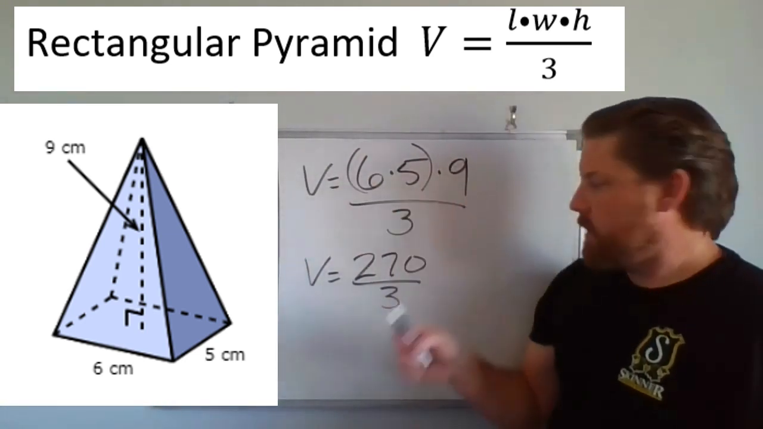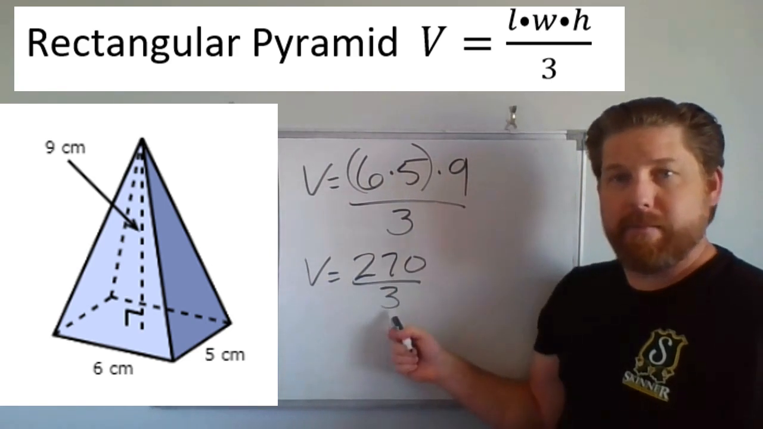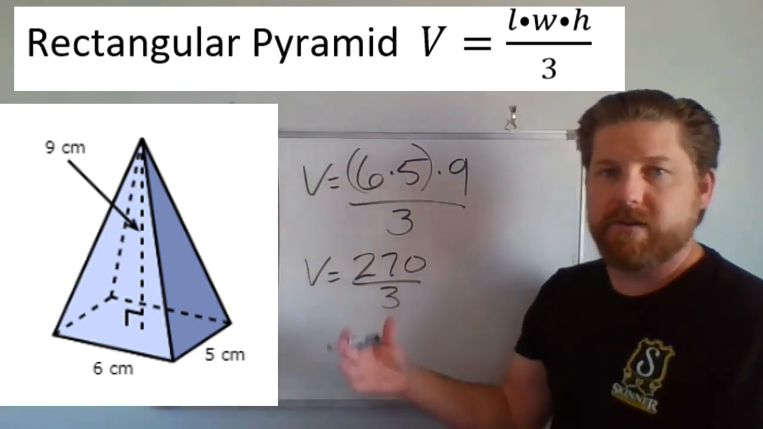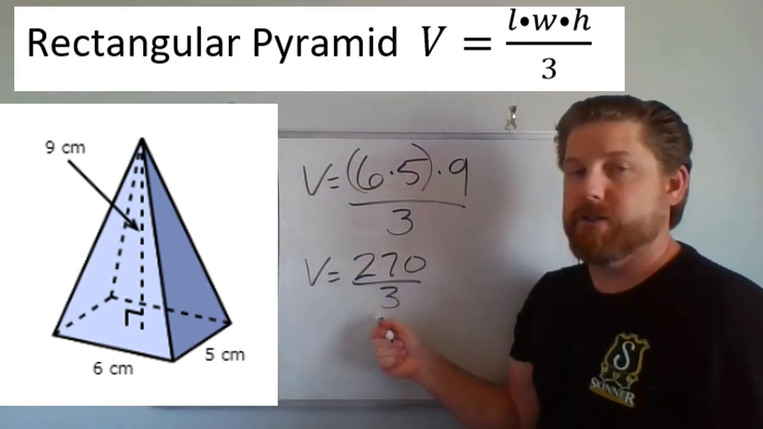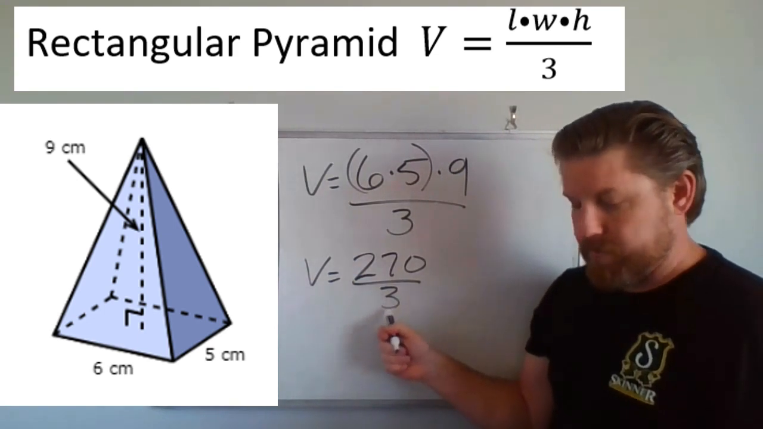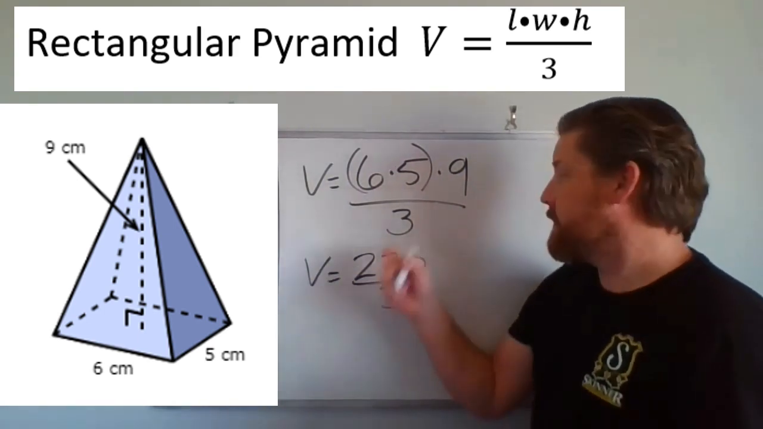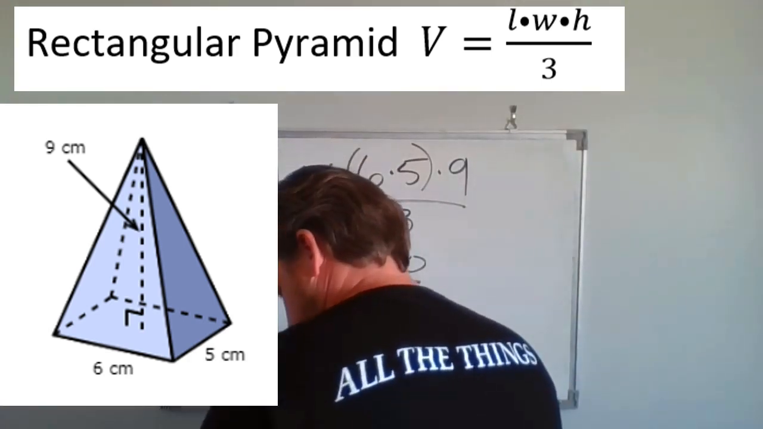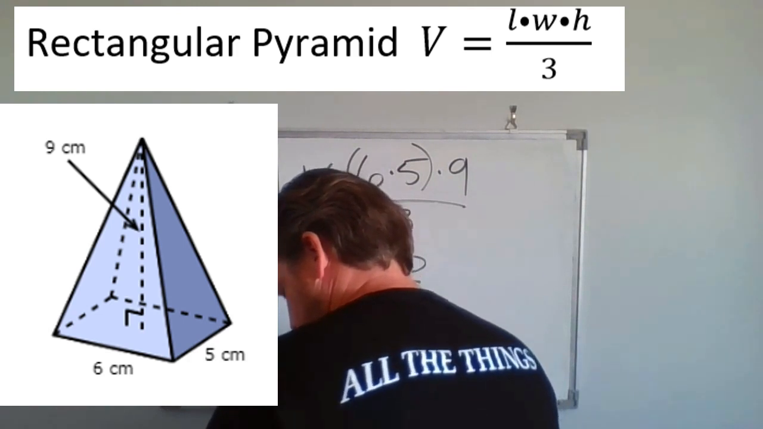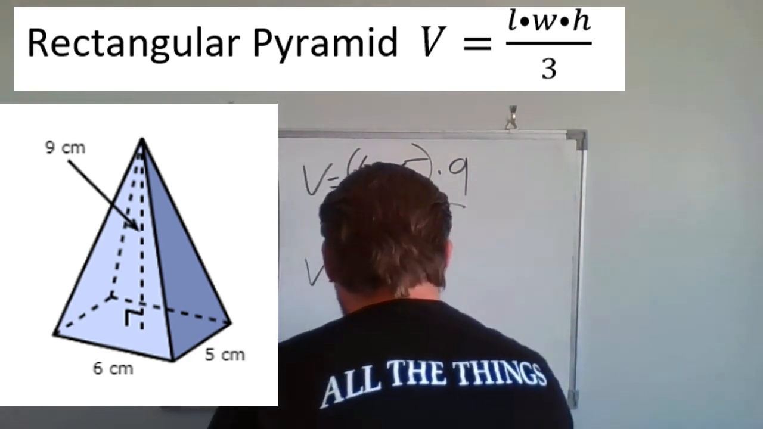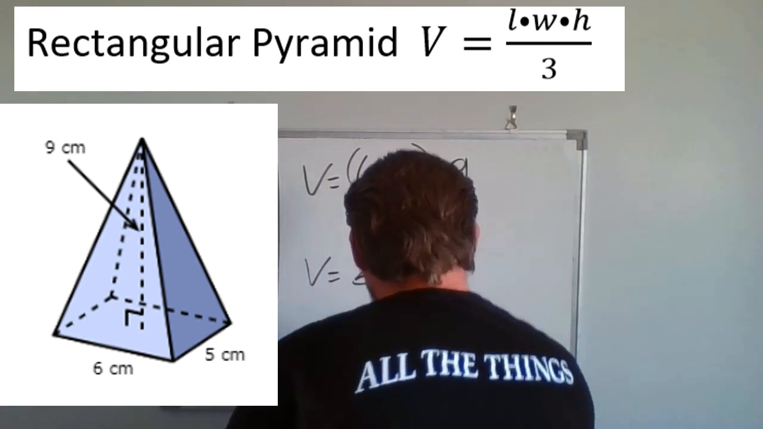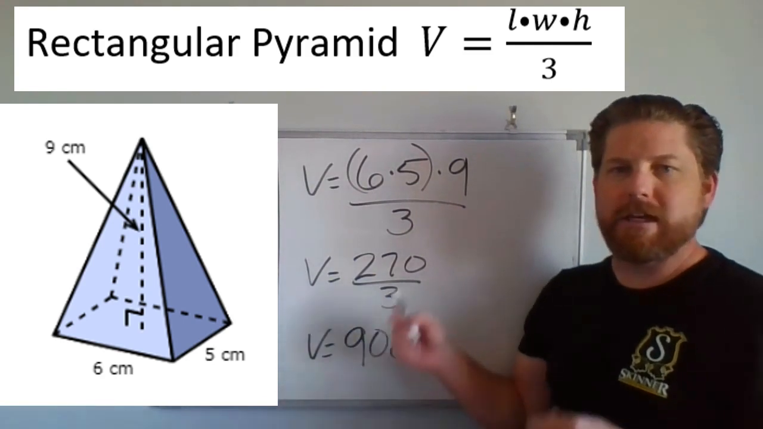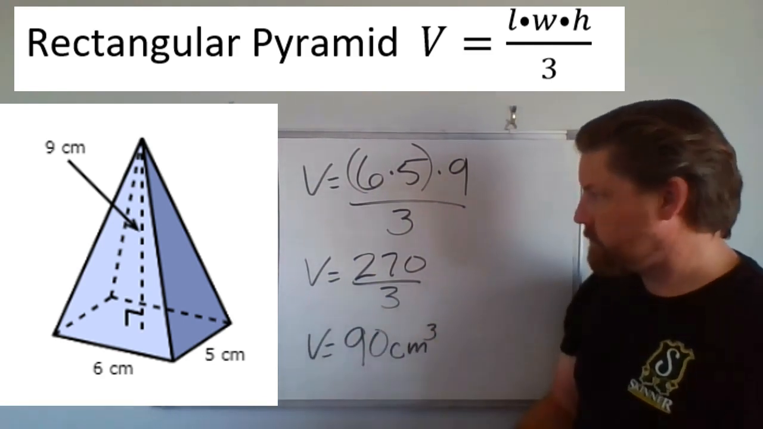Okay, so when you multiply these out, you're going to get 270, and then we divide it by 3. Same idea as the volume of a cone, we just divide that by 3. We don't divide it by 2 because it's not a triangular prism. It's a rectangular pyramid, so we're going to divide it by 3, okay? And then we're going to end up with 90 centimeters cubed, or 90 cubic centimeters.